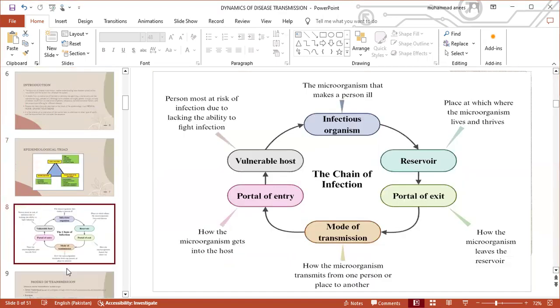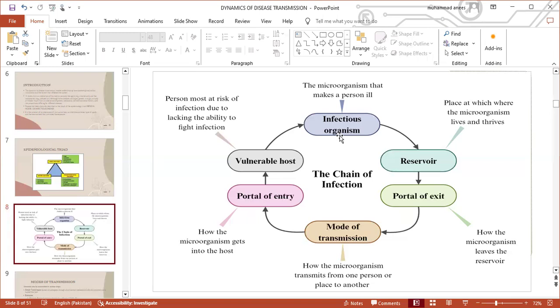This is another example which shows the chain of infection. At first, we have this infectious agent, which can be a bacteria or a virus or a parasite. This chain of infection model is a conceptual framework that illustrates how infectious diseases spread from one host to another. It consists of several key components, each representing a stage in the transmission process.